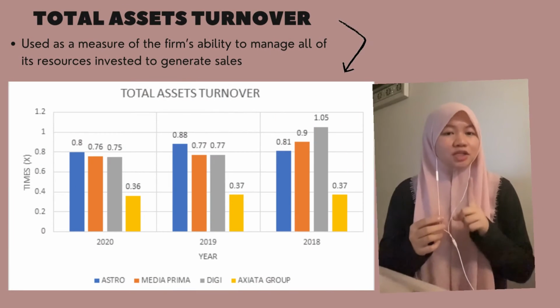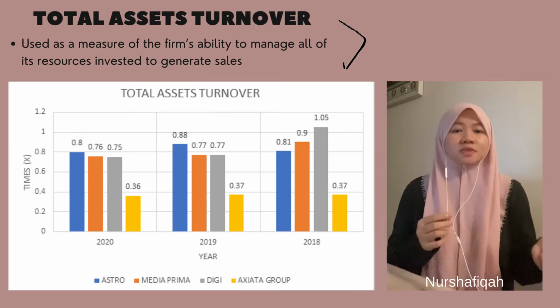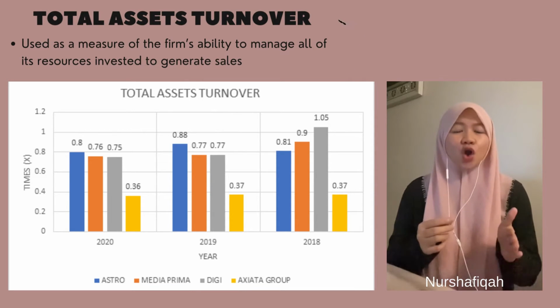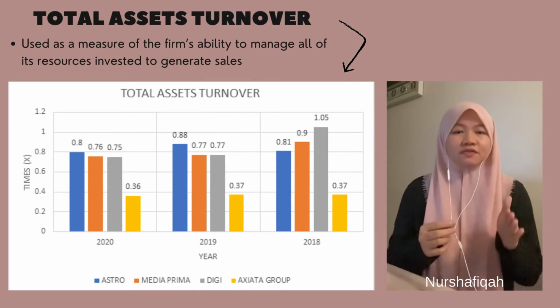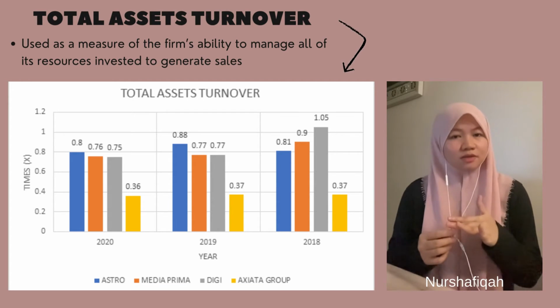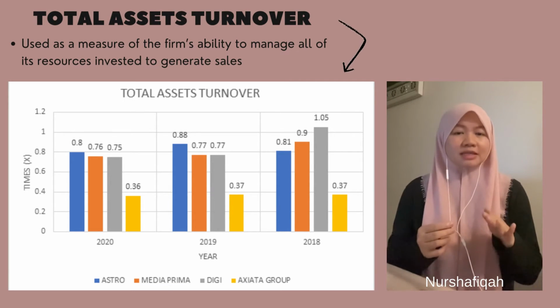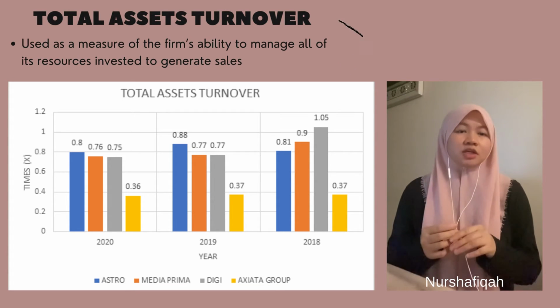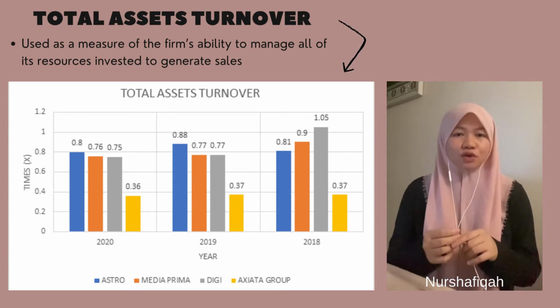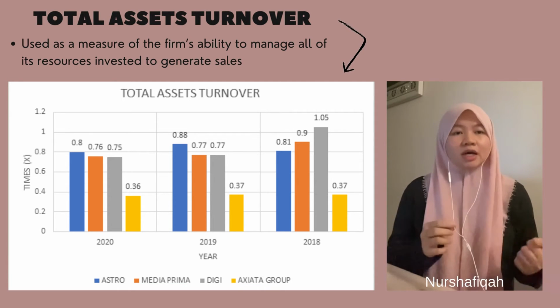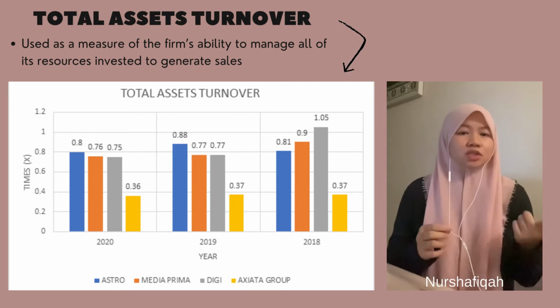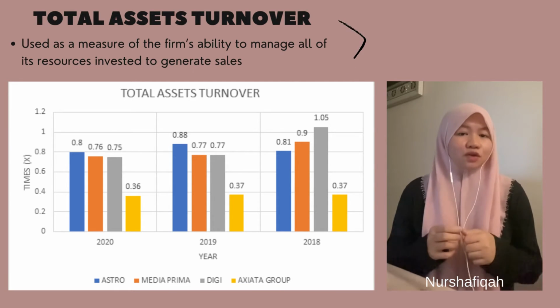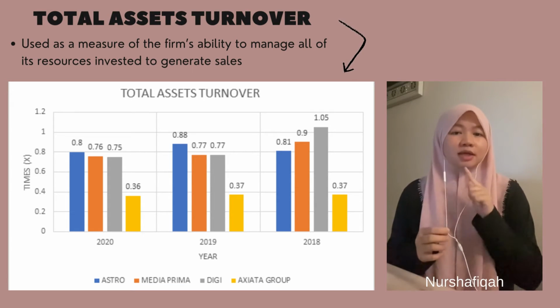Total asset turnover is used to measure the firm's ability to manage all of its invested resources to generate sales. A higher ratio is preferred as it indicates better efficiency in managing the resources, or management control over its investment in assets. The highest ratio also reflects the effectiveness of total assets in generating sales. Total asset turnover can be calculated by dividing sales by total assets.